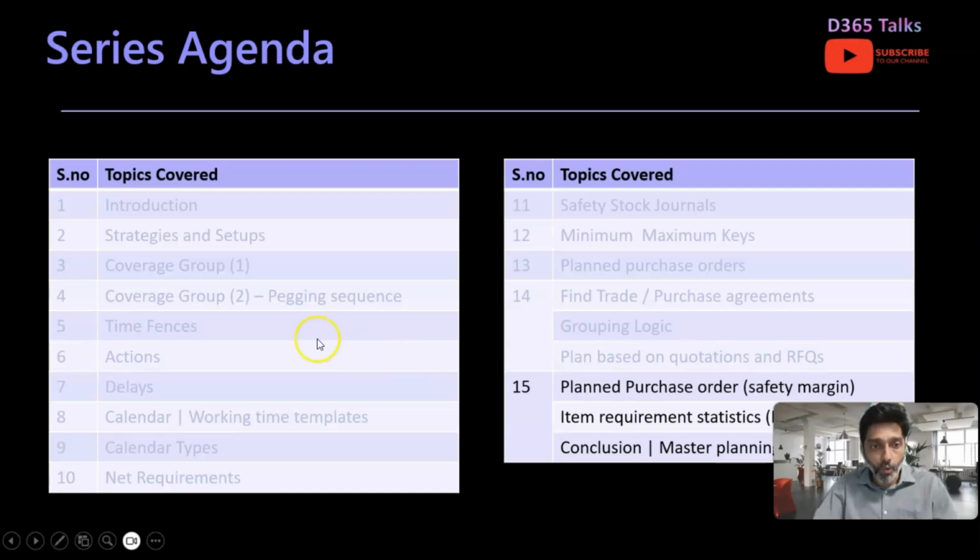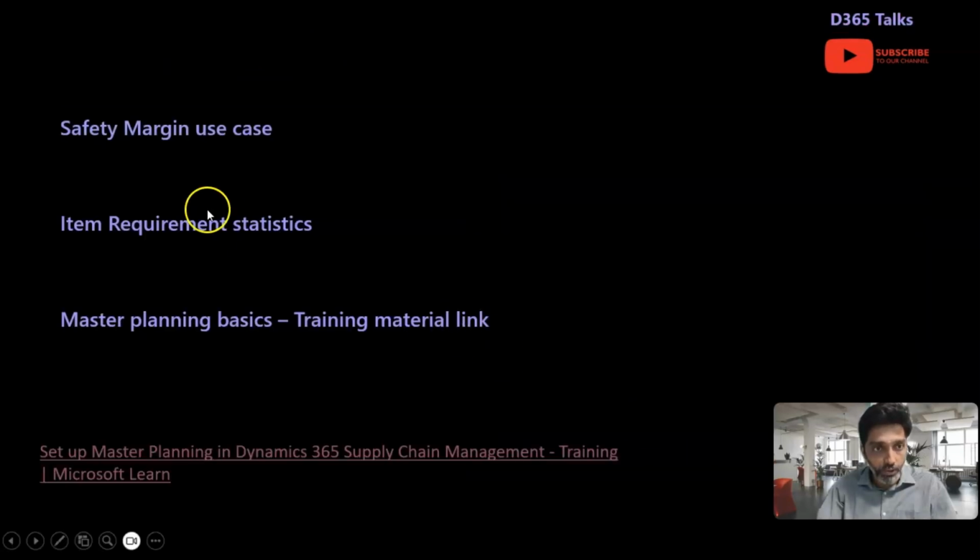We have touched upon all the related concepts, and in the last two episodes we were looking at some use cases related to planned purchase order. In this episode number 15, we will primarily look at a couple of use cases related to how we handle the safety margin if you are planning to include it as part of your coverage group. So the purpose of this session is to cover the safety margin use case, and we will talk quickly about the item requirement statistics.